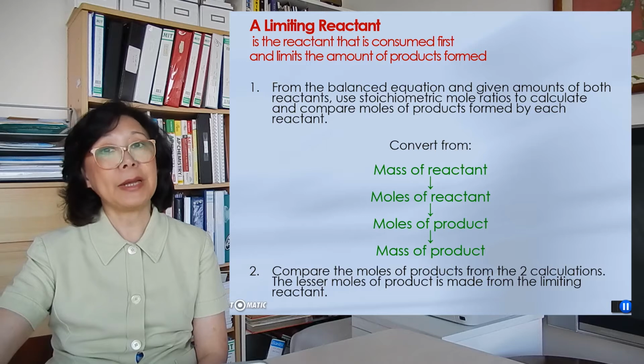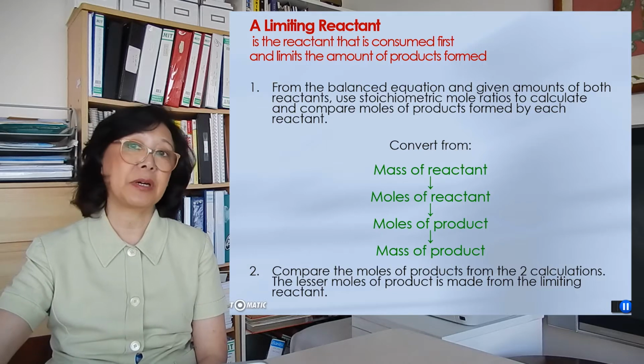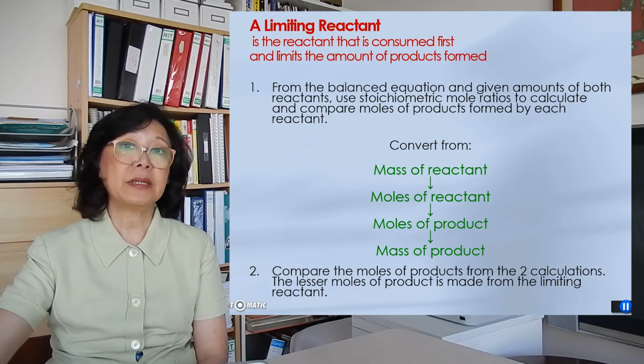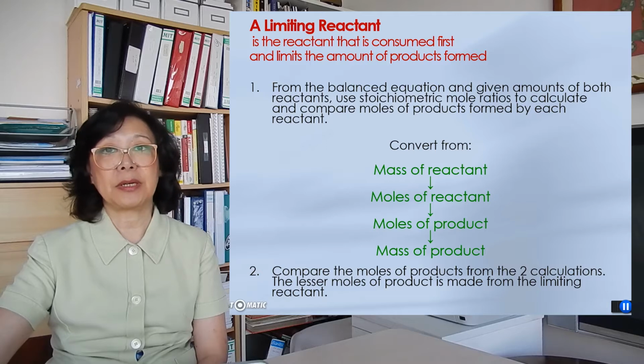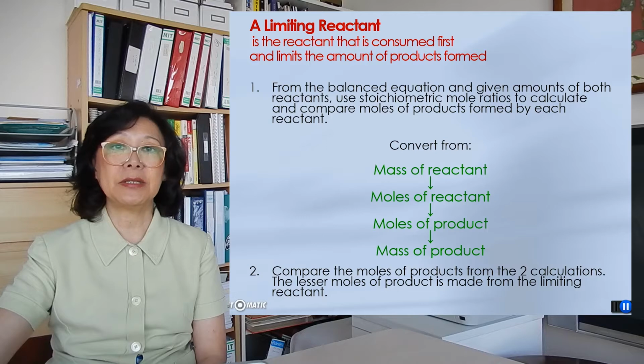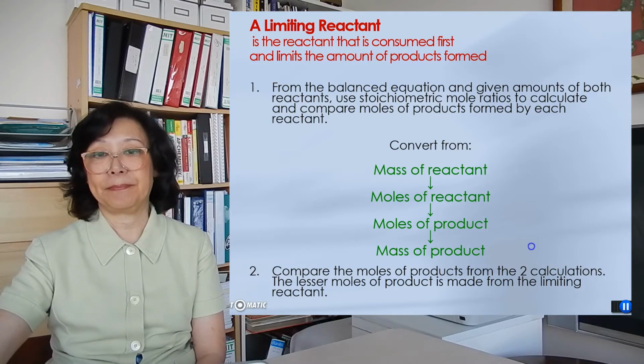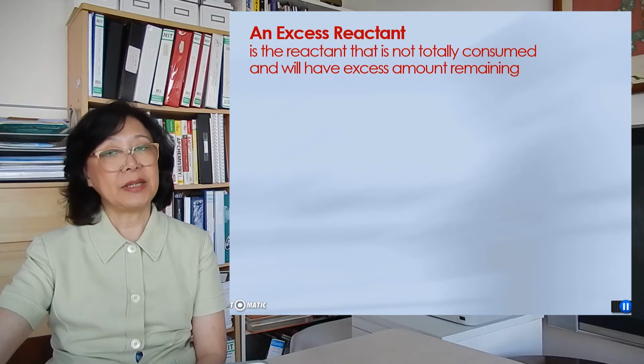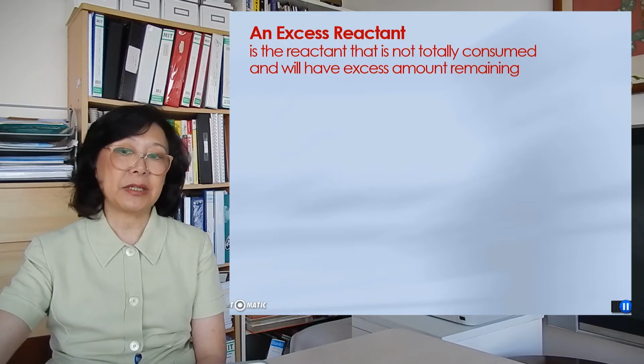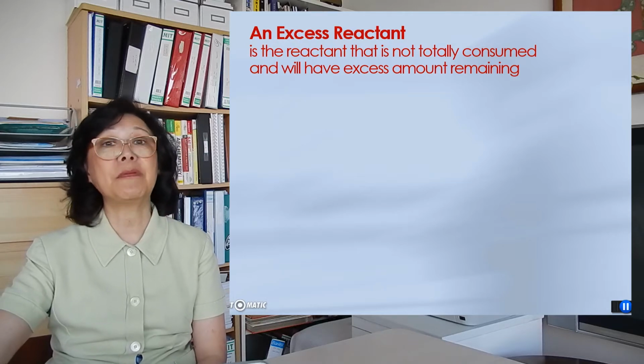Now, between the two reactants, when we calculate the mass of product from each reactant, the smaller mass of the product will determine the limiting reactant. In other words, the reactant that produces the smaller amount of product is the limiting reactant. The excess reactant is the other reactant that's not totally consumed and will have left over.